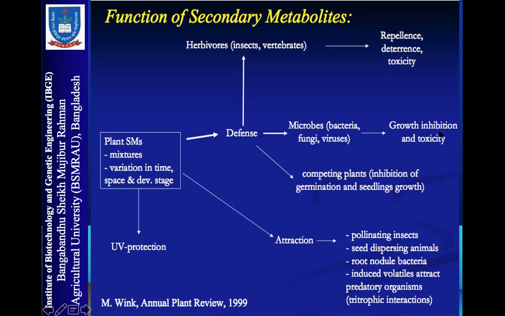Some of them are growth inhibitory, some of them are toxic, some of them just disturb the physiology of the pathogen. And plants also use secondary metabolites in competition with other plants, which is called allelopathy. That means plants use some phytotoxic compound to not allow other plants to grow nearby, or even stop the germination or seedling growth of the other plants. So lots of strategies are used by the secondary metabolites produced by the plants.